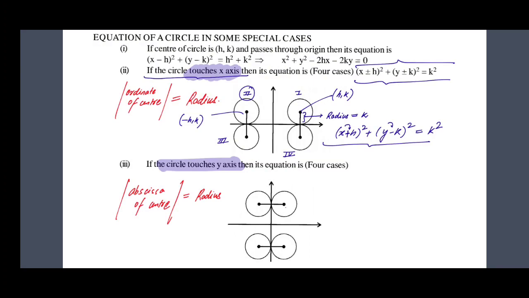So if you notice, if this is your h comma k this time, okay, let's say this is your h comma k. So what will be the equation of the circle? Now this is the radius, right? This is the radius. So this radius value will be nothing but equal to modulus h. That is what you have to remember. So now the equation of the circle will be x minus h whole square plus y minus k whole square equal to h square.